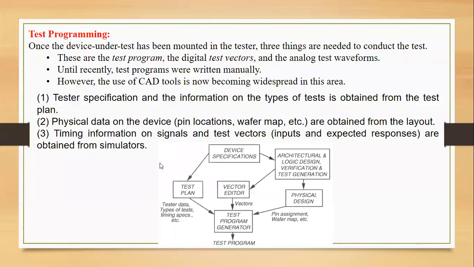From the device specifications, we can directly make the test plan. The test plan covers the type of test, timing specifications, vector specifications, or generation of the logical inputs, whatever it may be. That can be done in the test plan itself and will point to the test program generator and from there to the test program. So totally, the testing program can be configured from device specifications, architectural and logical designs, the vector editor, physical design, and the test plan. All these come together in one combination to form the test programming.